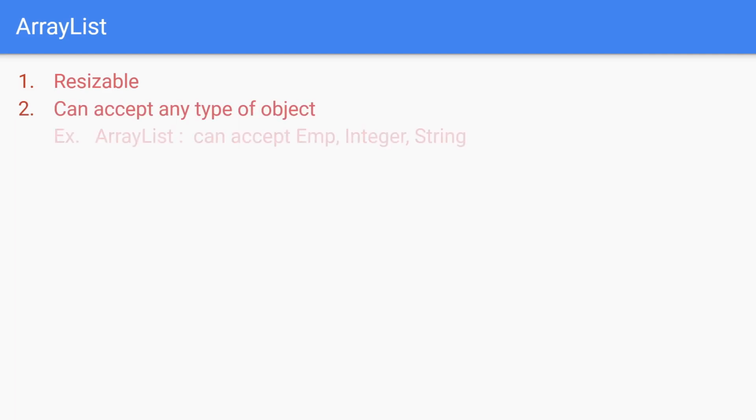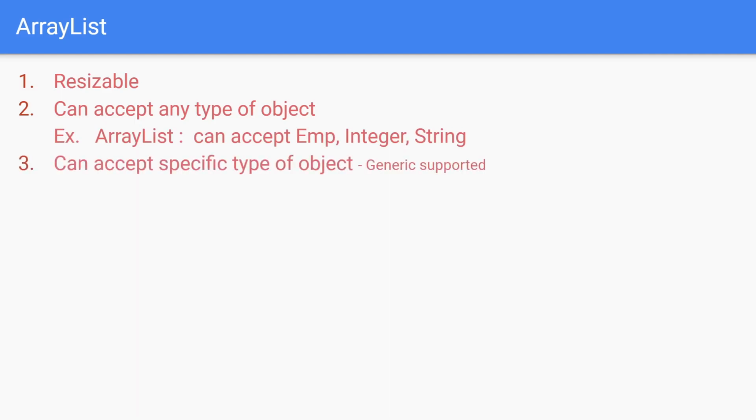Now let me talk about the definition of the ArrayList. ArrayList is a resizable collection, which means when you are adding a new element the size will be increased, and when you are removing elements the size will be reduced. And it can accept any type of objects. If you are declaring the ArrayList like this, it can accept Employee, Integer, String.